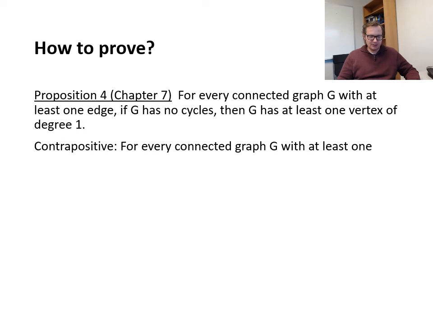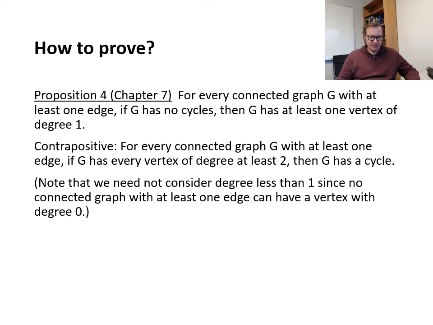Let's say you want to prove proposition 4 from chapter 7 that says, for every connected graph G with at least one edge, if G has no cycles, then G has at least one vertex of degree 1. In this case, we are going to try to prove the contrapositive of this, which says that for every connected graph G with at least one edge, if G has every vertex of degree at least 2, then G has a cycle. And note here that we don't have to consider degree less than 1, since no connected graph with at least one edge can have a vertex with degree 0. Okay, so let's see how we will prove this contrapositive.